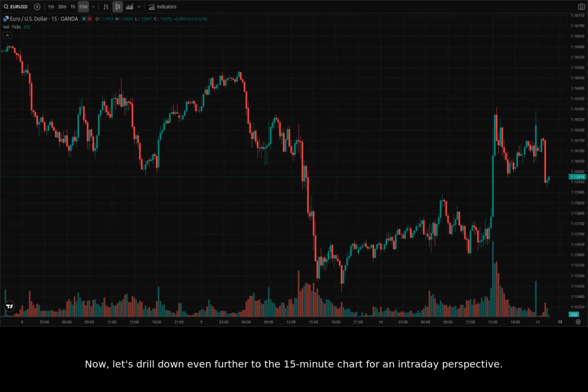Now, let's drill down even further to the 15-minute chart for an intraday perspective. This time frame really highlights the choppy, range-bound action we saw at the end of last week. The price is coiling in a tight range, which indicates a buildup of energy before the next expansion phase.